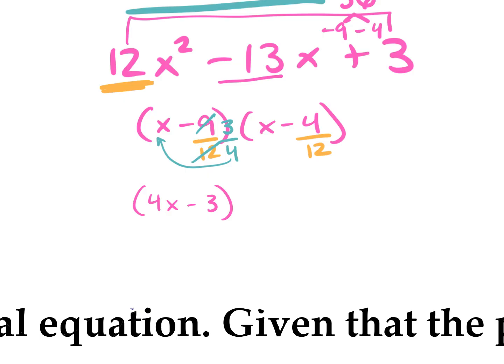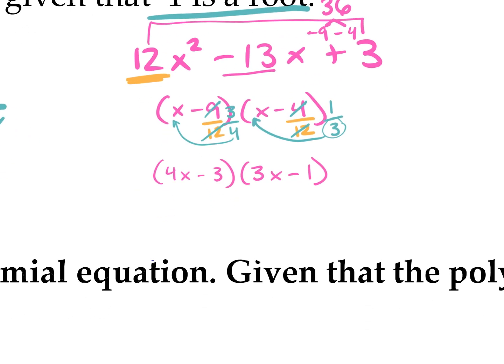How can I simplify 4 over 12? Divide them both by 4. So when we divide them both by 4, we get 1 over 3. What do we do with the denominator? Move it in front of the x. So 3x minus 1. So these are our other two factors.